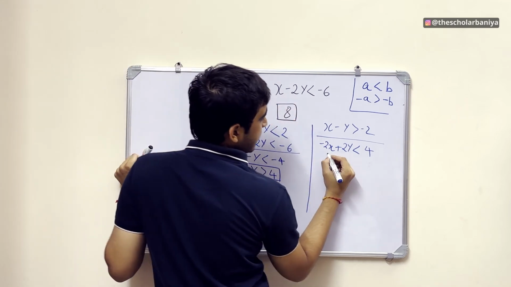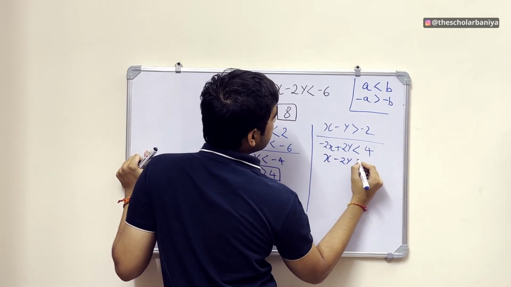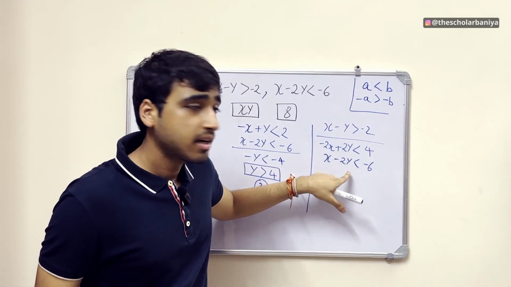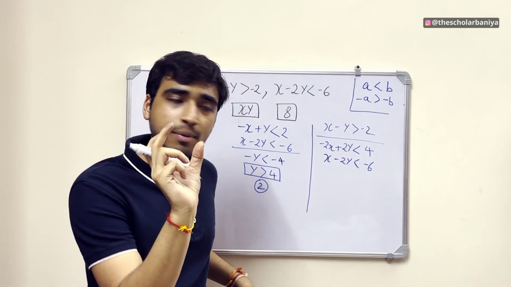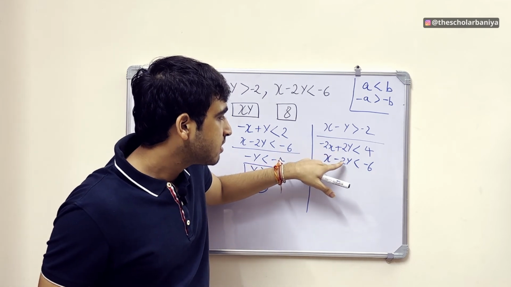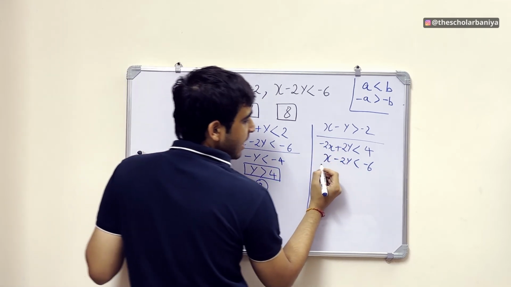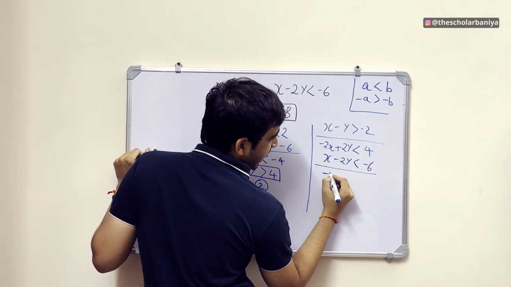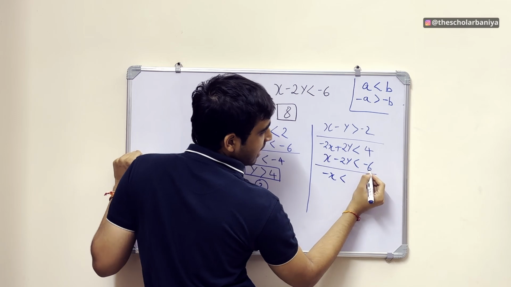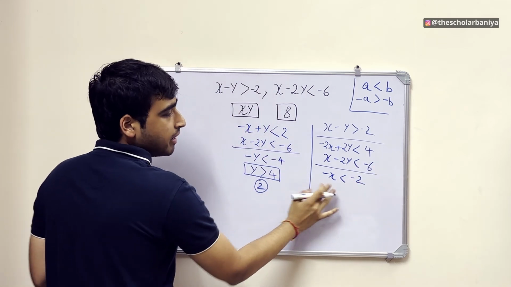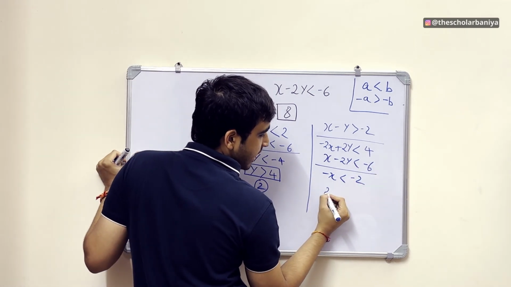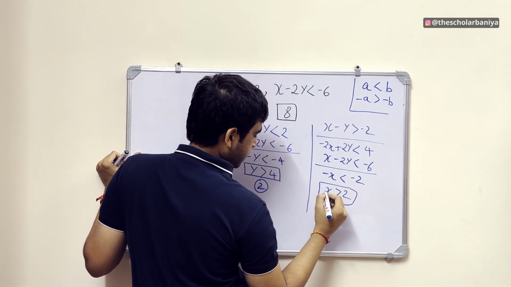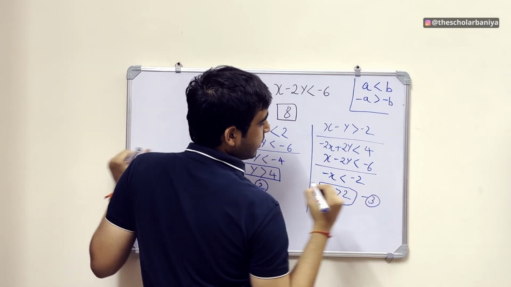And the other equation we had as x minus 2y is less than minus 6. Both signs are now the same because we multiplied by negative, and because we multiplied by 2, the 2y terms match exactly. So now if we add both of these, the 2y gets cancelled, and minus x is less than minus 6 plus 4, which is minus 2. If you multiply this by a negative sign again, this becomes x, the sign gets reversed, and x is greater than 2. So this is the third equation we have.